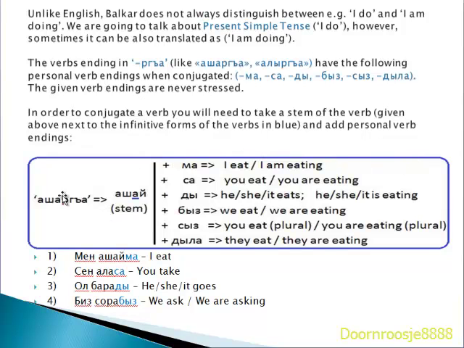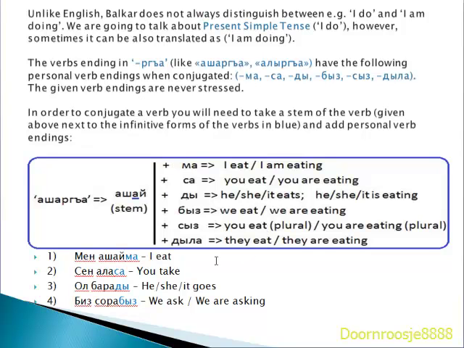So let's take as an example the verb aşarga. You just take a stem here, aşay, and add the personal endings, the above mentioned ones. So aşayma, aşaysa, aşaydı, aşaybız, aşaysız, aşaydılar. So the translation, you can follow it here.